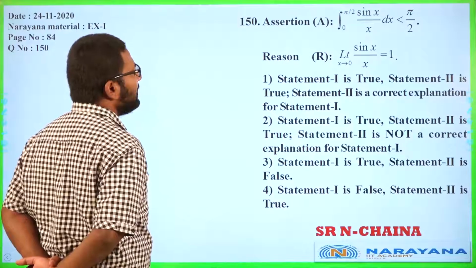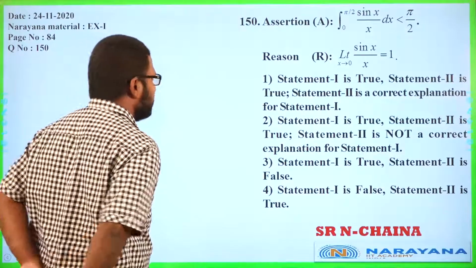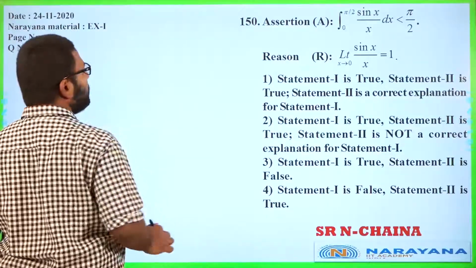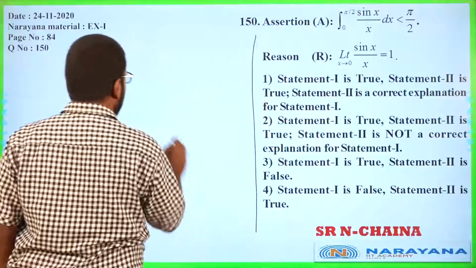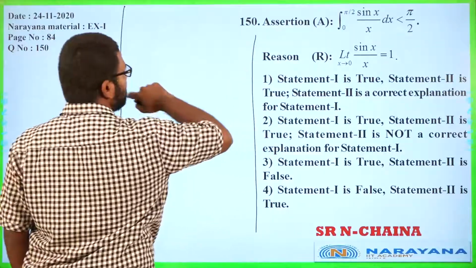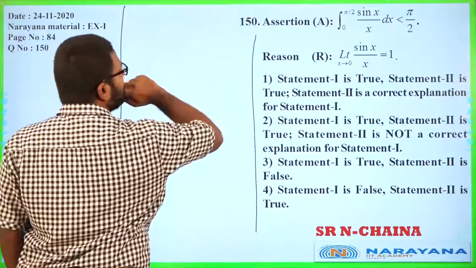Reason: limit x tends to 0, sin x by x is 1. Okay. So first of all, I hope you know that statement 2 is definitely true. Right? We know from limits the statement 2 is definitely true. Then we have to check whether reason actually explains assertion, and check whether assertion is also true or not.